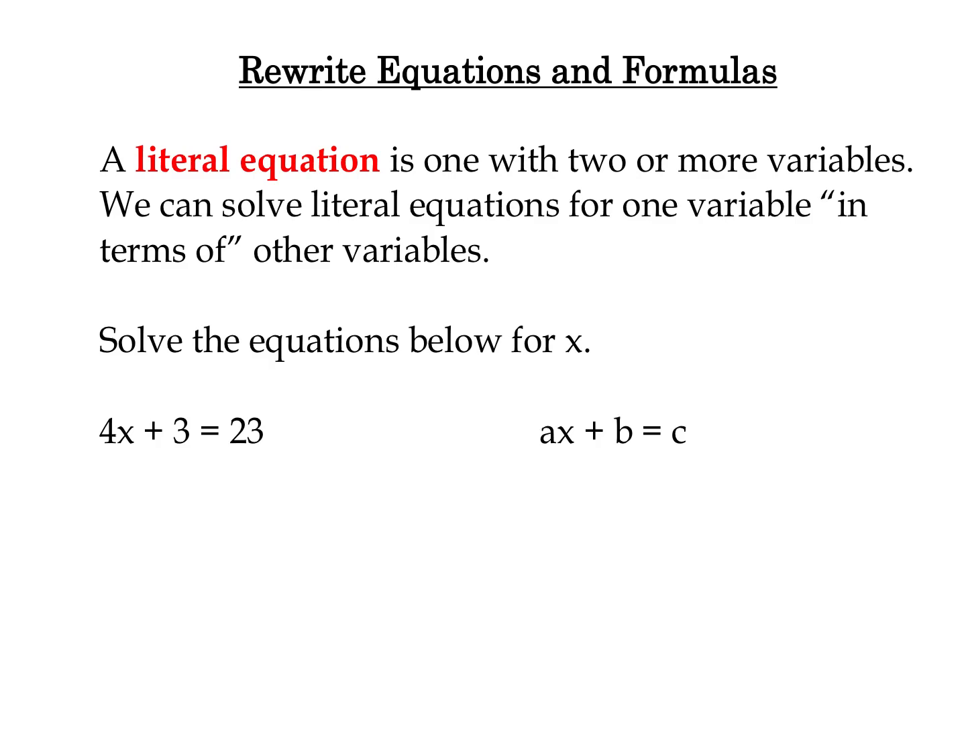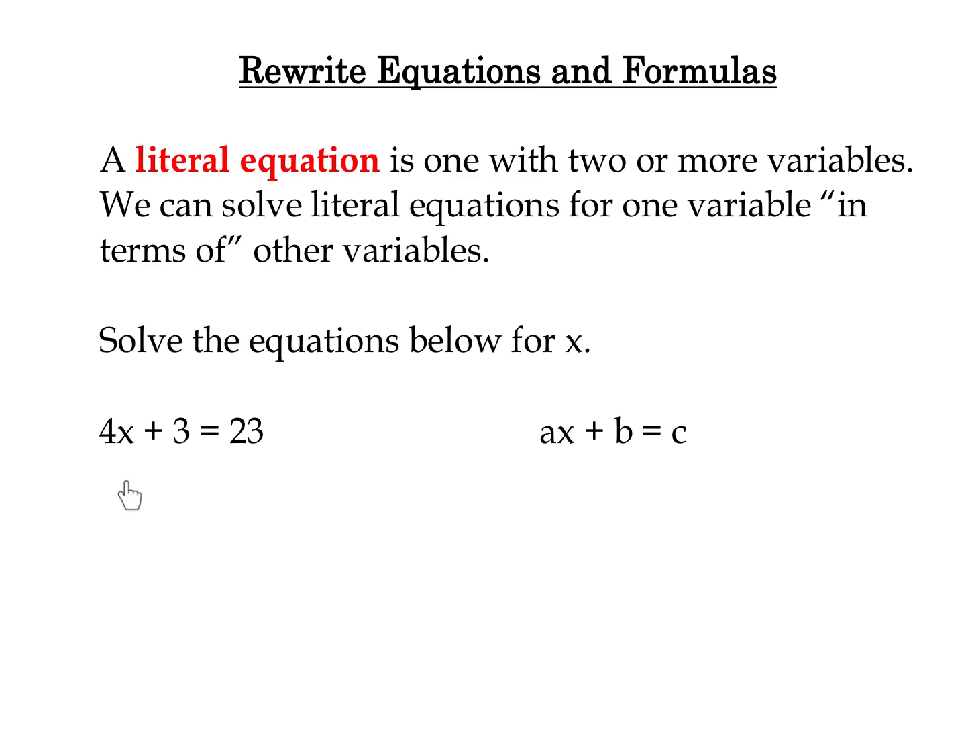In this lesson, we're going to learn about literal equations and how to rewrite and solve them. A literal equation is an equation that has two or more variables in it. We can solve literal equations for one variable in terms of other variables. That means our answer is not going to be x equals 5, but it might be x equals 5y plus 7, something with another variable or more than one variable in it. So we're not going to get an exact value, but we're still going to be able to get a variable by itself. Let's see what that would look like.